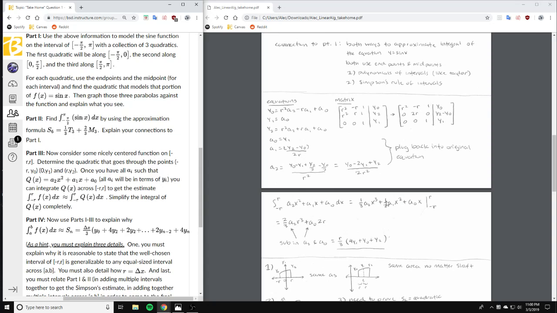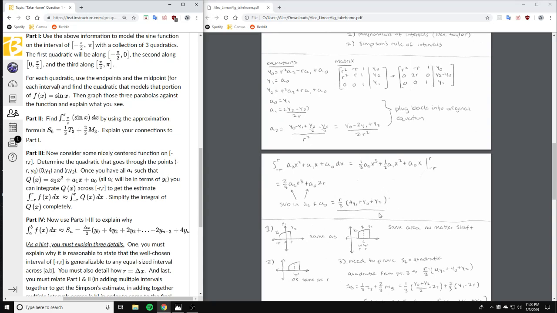So again, we can simplify a lot by saving this for last, and you can see that it simplifies out here. We substitute in a2 right here and a0 right here. Since we cancel out the middle part, we don't even have to look at a1 anymore. And the simplified equation that you will get for the integral of q(x) is r/3 times 4y1 plus y0 plus y2. Sorry, I misspoke, but it's right there.